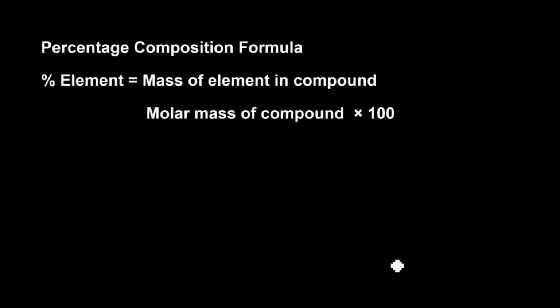Then, the second most important part: the percentage composition formula. You can expect this type of question in board exams as well. First, let's understand what percentage composition is. How much percentage of an element is present in the total compound? The formula is mass of the element in the compound divided by the total molar mass of the compound, multiplied by 100, because it is asked as a percentage. Let's see an example.